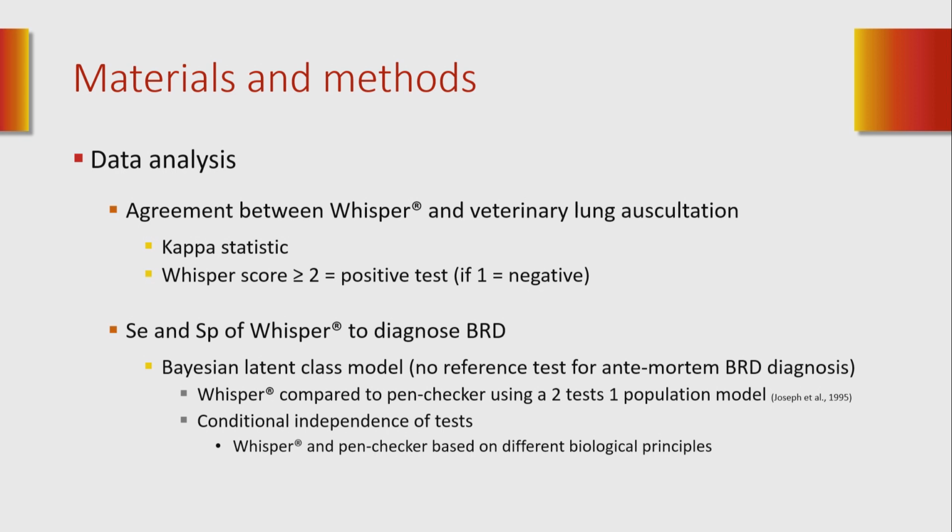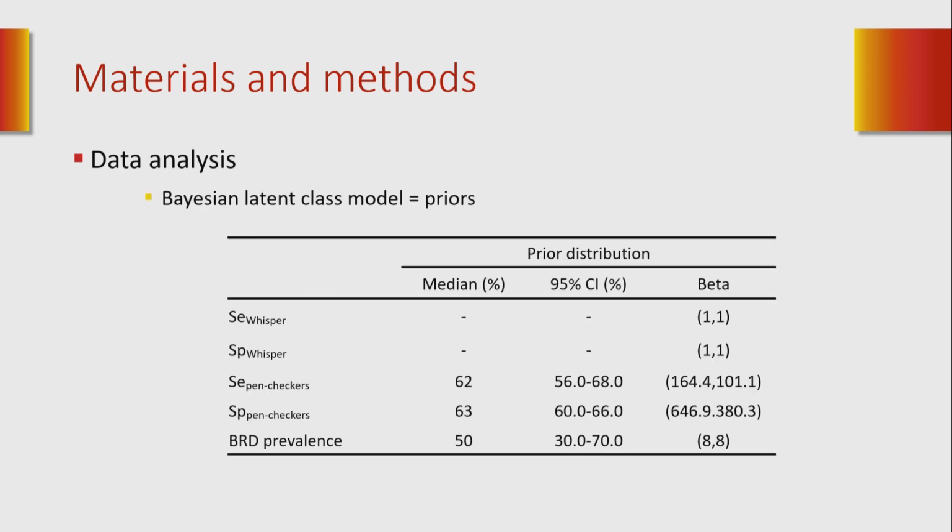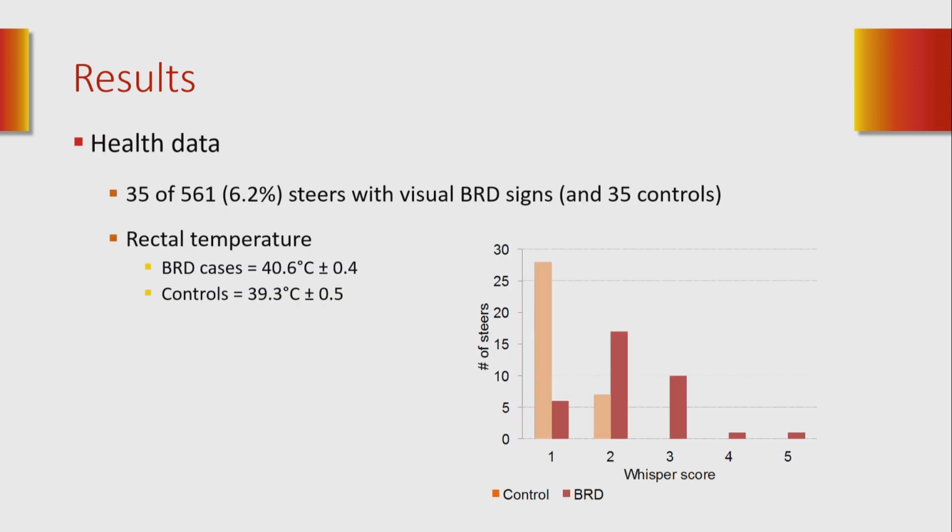Because we didn't have any prior information on the Whisper, the priors for the Whisper were uninformative, modeled with a beta 1,1. Concerning the priors for the pen checker, we set the sensitivity and specificity at 62 and 63% based on the study by Watt and Renter that I presented in the introduction. Priors for BRD prevalence were fairly uninformative, ranging from 30 to 70%, with a best guess at 50% because of our case control study design. So let's move to the results now.